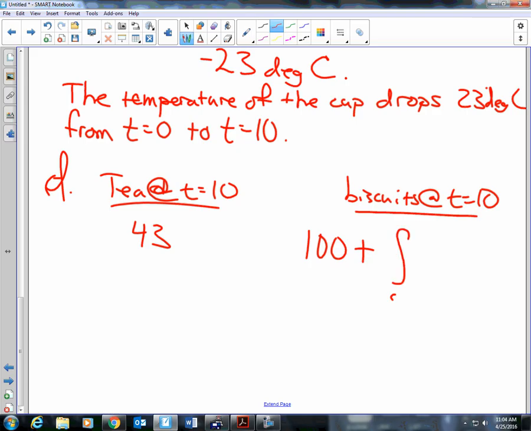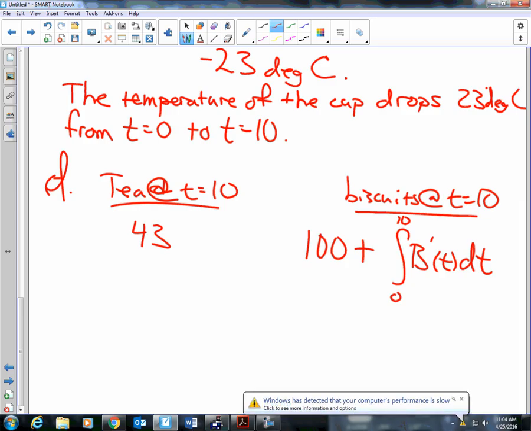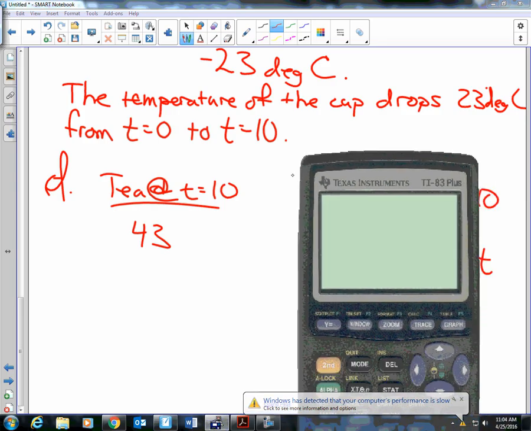The integral from 0 to 10 of b prime t dt. Right? That's what we need. We take the integral of the rate, that will tell us how much. Just like if we took the integral of velocity, we would get distance. If we take the integral of the rate of the temperature, we get the amount of temperature that it has changed. Well, fortunately for us, this is a calculator problem, because I don't know how we do this otherwise.